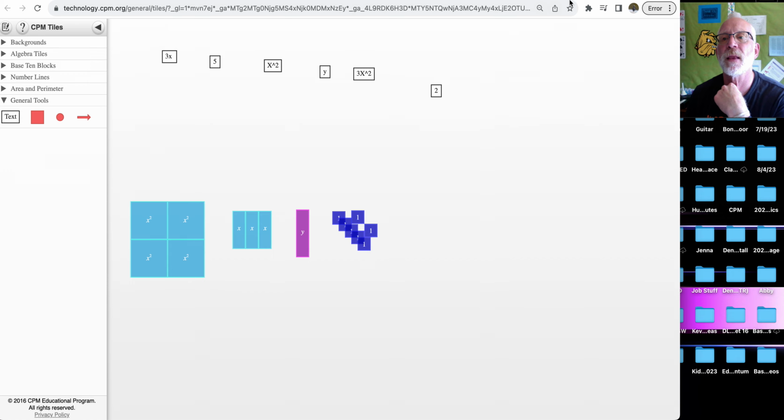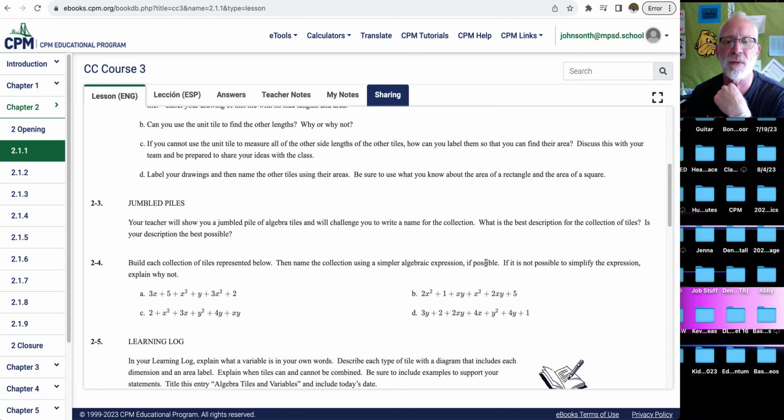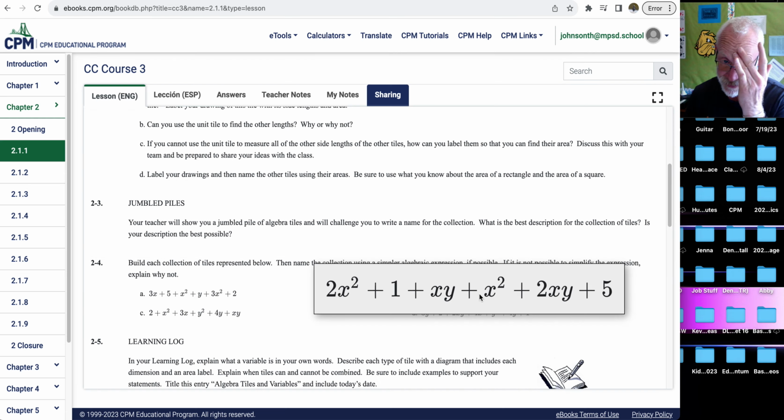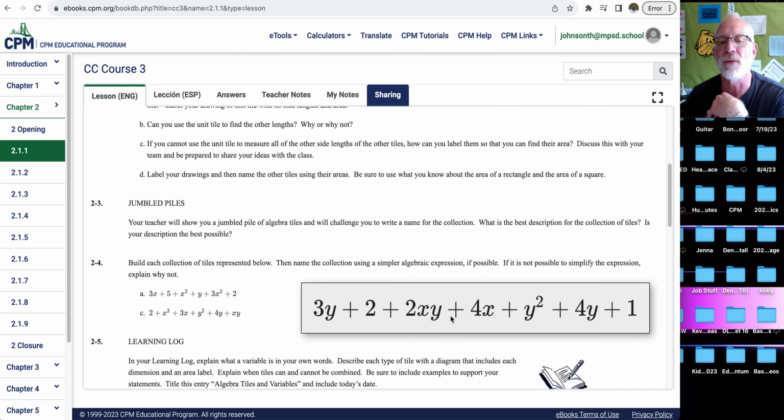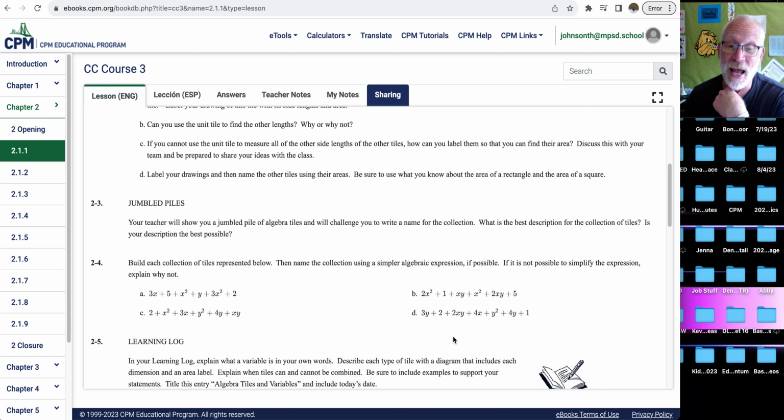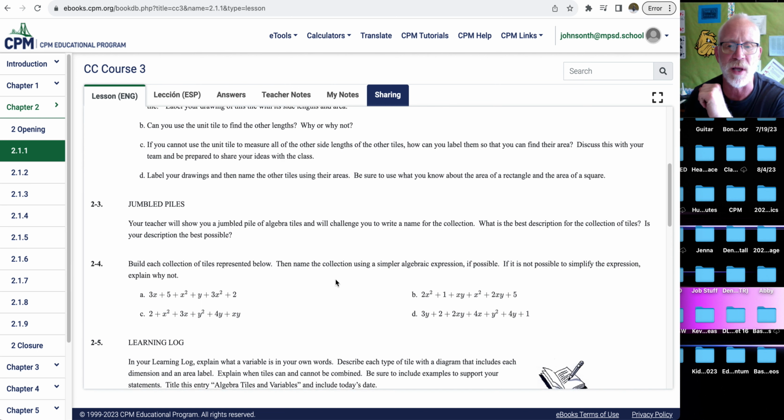Then we went down to this problem and we worked this one out the same way. 2x squared plus 1 plus xy plus x squared plus 2xy plus 5. And then we worked this one out, 2 plus x squared plus 3x plus y squared plus 4y plus xy, and then 3y plus 2 plus 2xy plus 4x plus y squared plus 4y plus 1. And one of these we weren't able to rename. I'll let you kind of figure that out if you're playing with this.